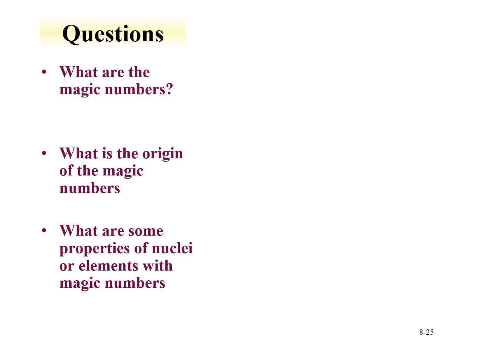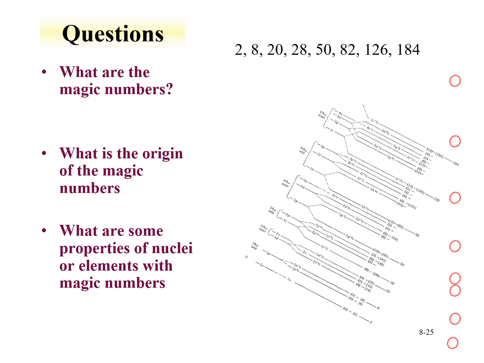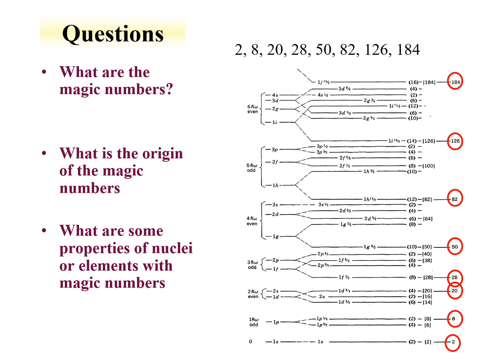We'll conclude this lecture with examples of questions you should be able to answer. An important concept that was discussed is magic numbers. So what are magic numbers? Well, the magic numbers themselves are listed here: 2, 8, 20, 28, 50, 82, 126, and 184. What are the origins of these numbers? Well, they come from the shell model, and it's basically the gaps in the shells.